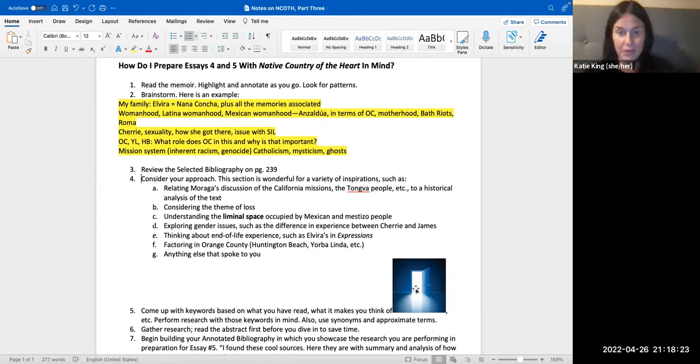Also factoring in Orange County, Huntington Beach, as I mentioned, is brought up in this book. Yorba Linda is mentioned. Places pretty close to where a lot of us live. And I know in a previous broadcast, I mentioned Gustavo Arellano's book, Orange County. There are a number of great books on the history of Orange County, particularly from the Mexican-American experience. I also brought up An American Genocide, which talks about, if you want to do that sort of historical understanding of the California missions, some of that. So, thinking about, well, what role is Orange County playing?